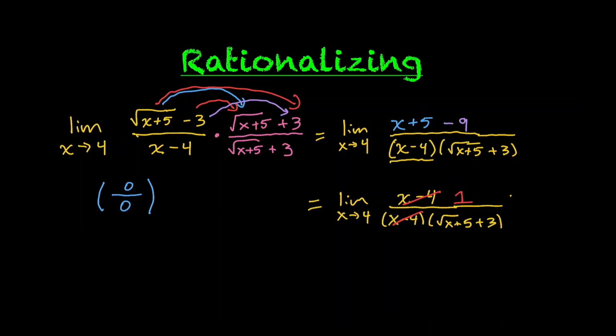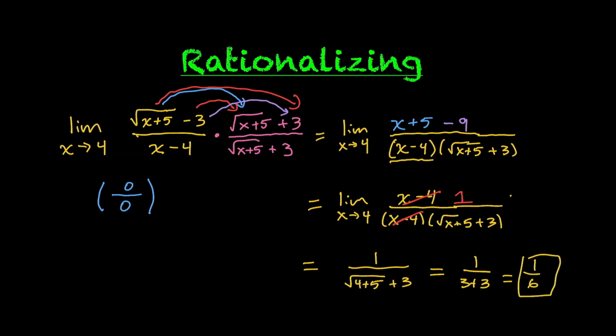Okay. Now once we've done all that, now we can just plug in. We're going to get 1 on the top, and the square root of 4 plus 5 plus 3, or the square root of 9 plus 3, or 3 plus 3. So on the bottom, we end up with 1/6. Okay? So overall, this limit goes to 1/6. So again, this is a technique called rationalization, and to do that, we're going to multiply by a conjugate.